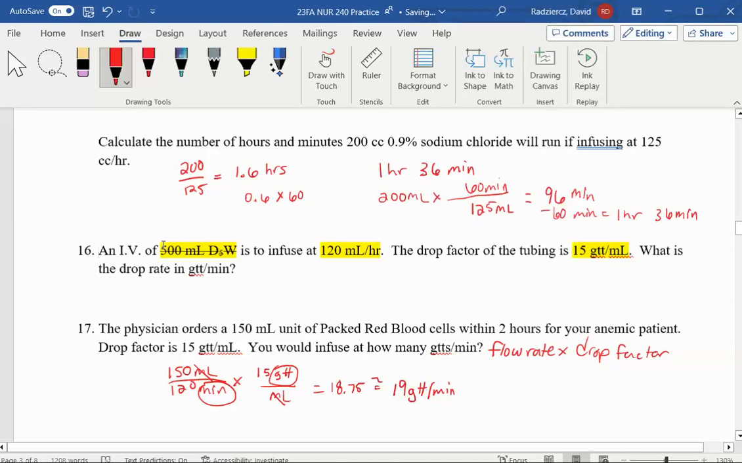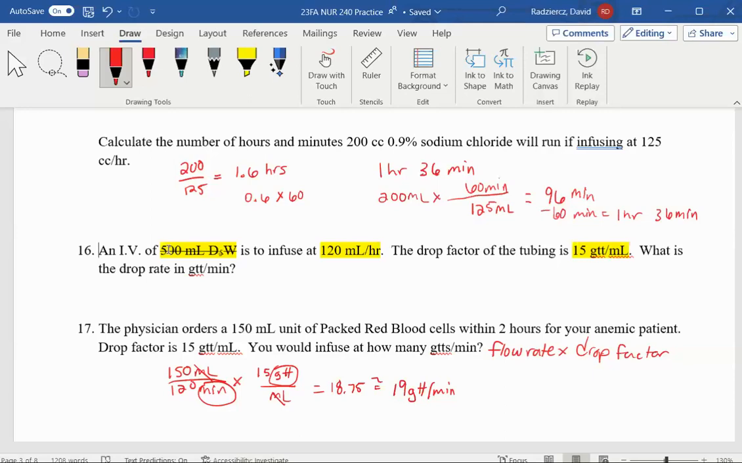So I preemptively crossed out the extra information. The 500 milliliters just tells us how much we have total. It's also the same thing if I told you we had 400 or 45 milligrams of dopamine in a 250 ml dextrose 5% water, that just tells us what we have available. But when we're calculating flow rate, we really don't care about what's available. We just care about volume over time.